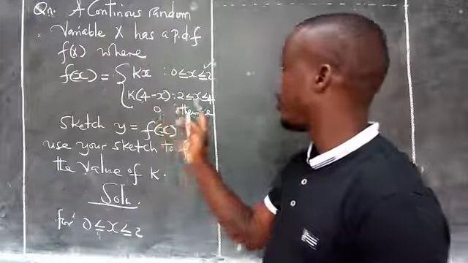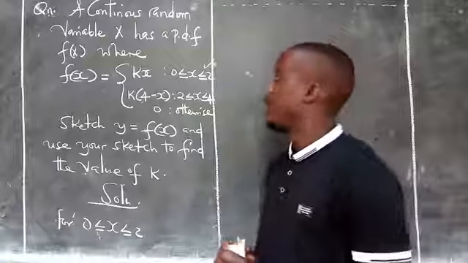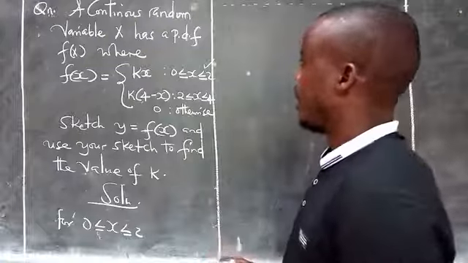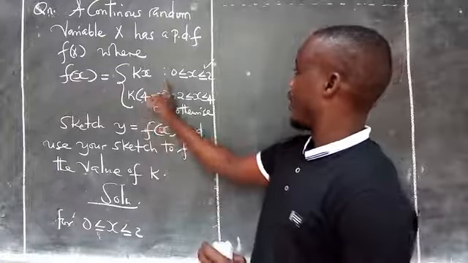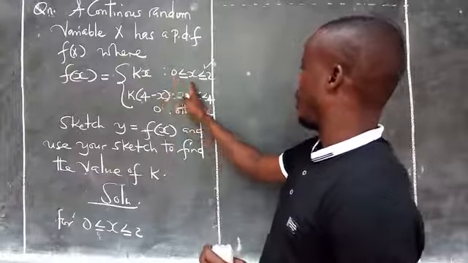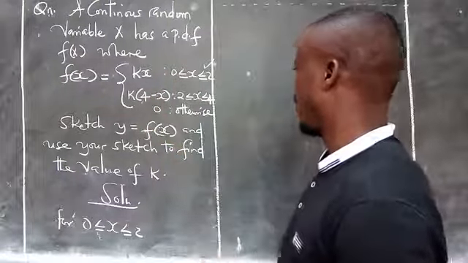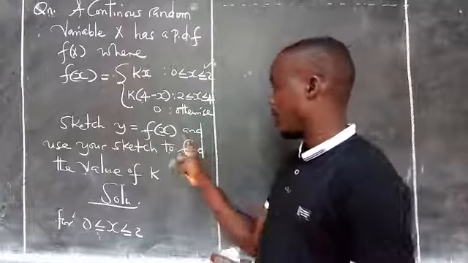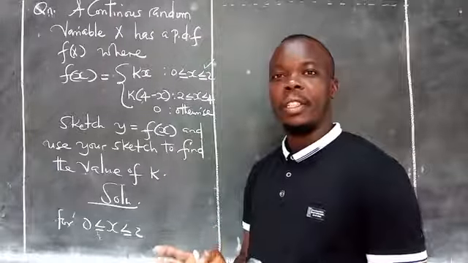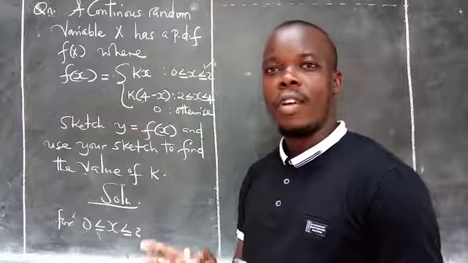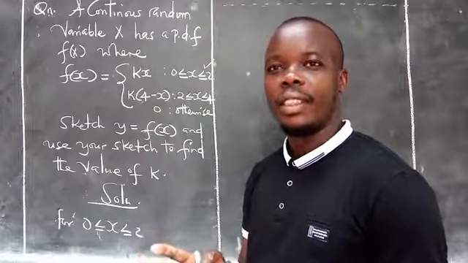Now we have a very simple sample question here that is given as f of x as kx for the range 0 less or equal to x less or equal to 2, then k into 4 minus x for the range 2 less or equal to x less or equal to 4. They want us to sketch the function and then use it to find our value of the constant.